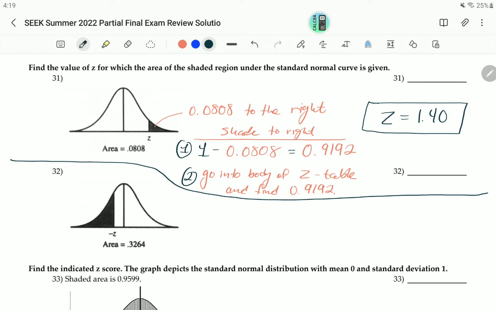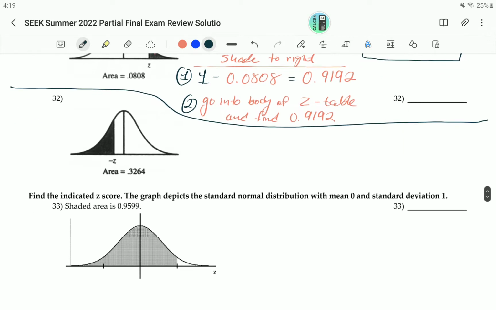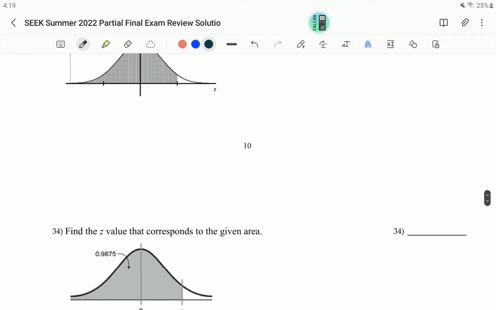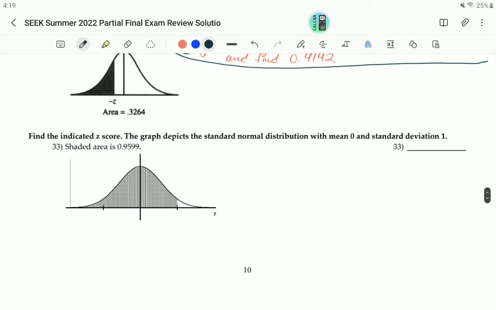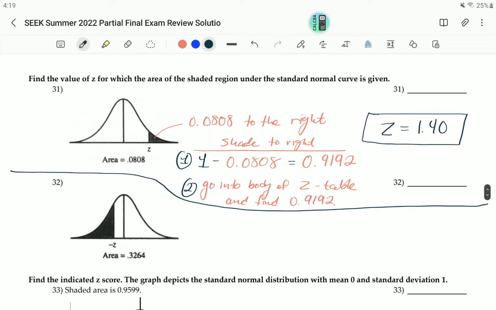I'm going to skip number 32 because I want to do number 34. Actually, no, we can't do number 34. That is the only one of its type. So when you want to find the z-score and it gives you the probability shaded to the right, you must subtract the probability from 1 first. After you subtract the probability from 1, you go into the body of the z table and you find the closest probability to 0.9192 in this case. Once you do that, identify the z-score, which is z equals 1.40.